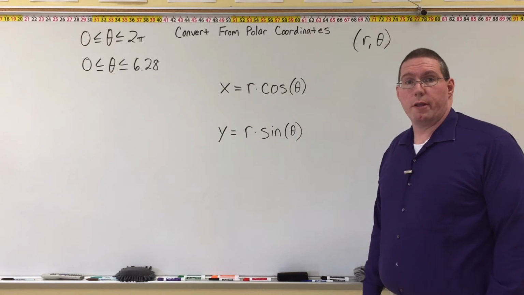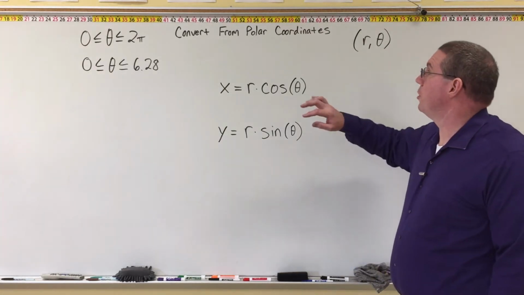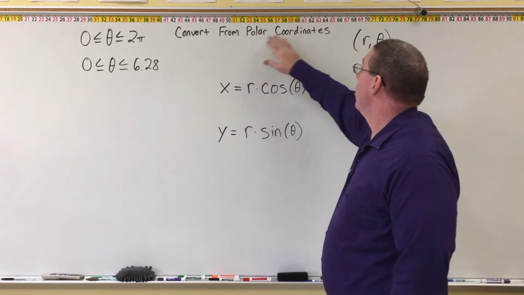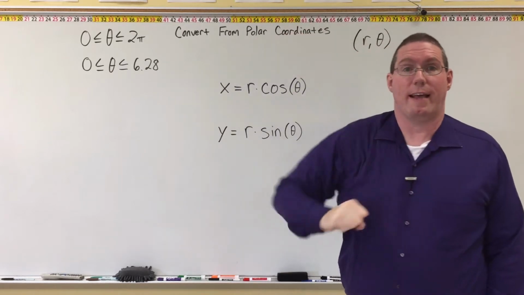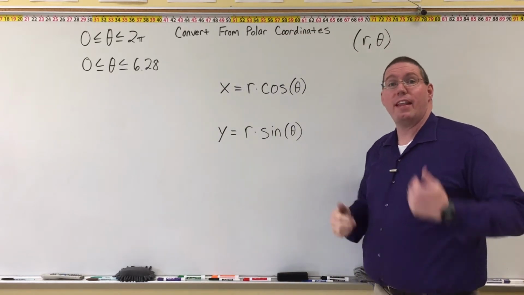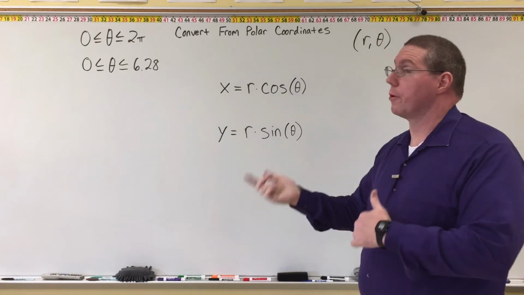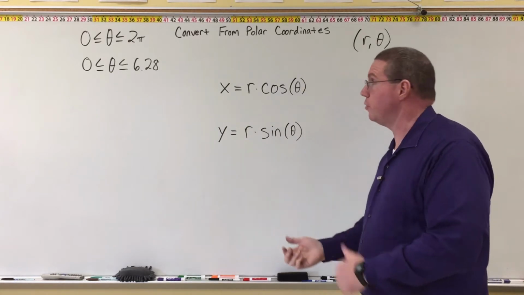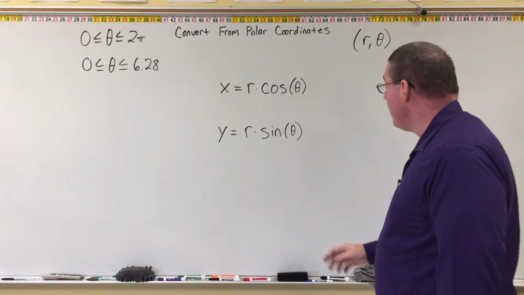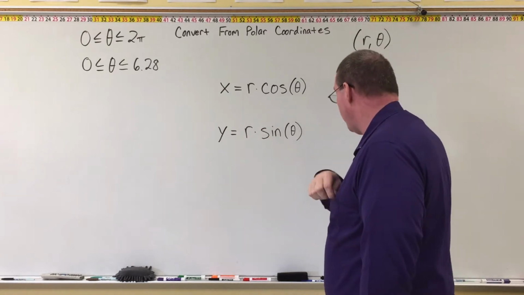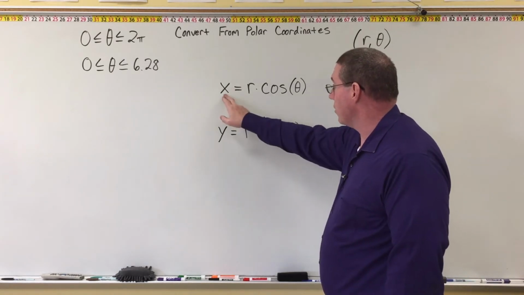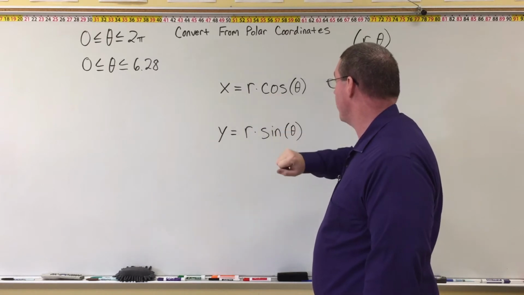Okay, so in this segment we are going to convert from polar coordinates into rectangular coordinates. And then in the next segment, we're going to do the opposite: we're going to convert from rectangular coordinates into polar coordinates. Now, these are the two formulas that you need to convert between rectangular and polar coordinates, okay?